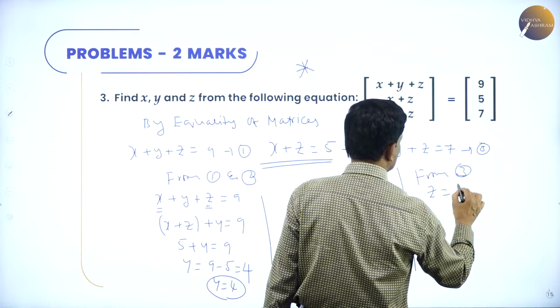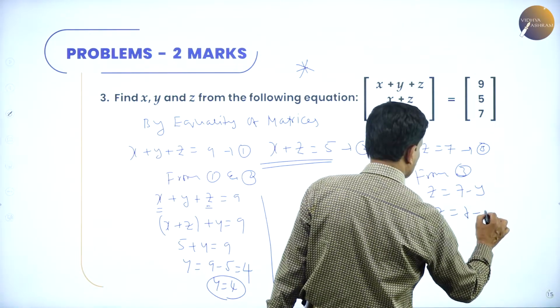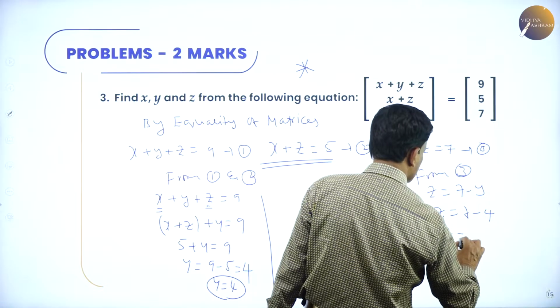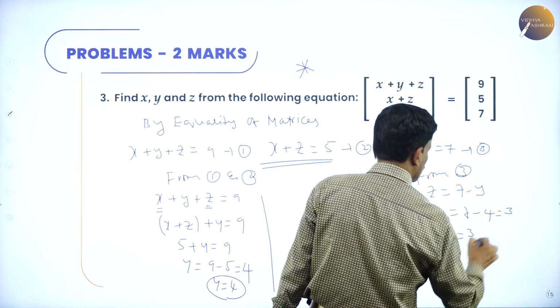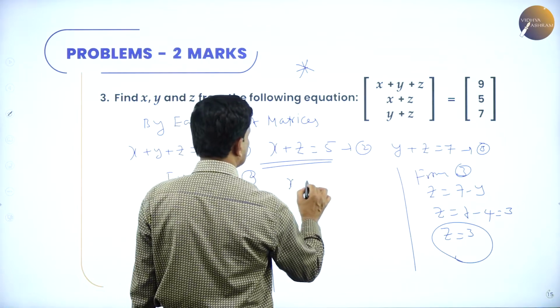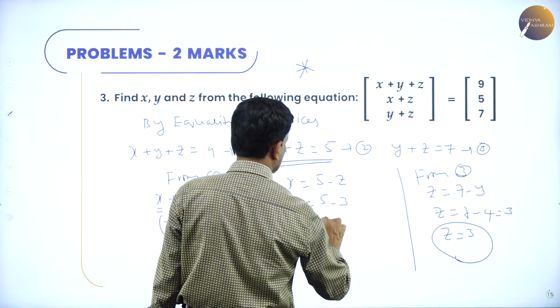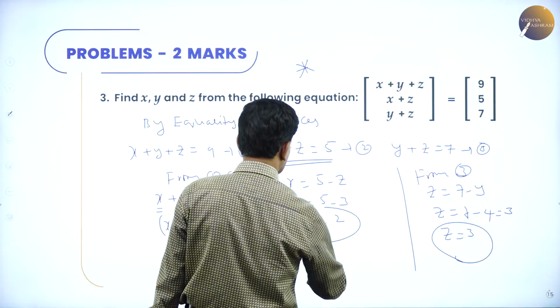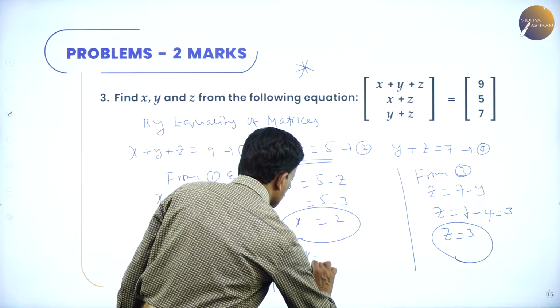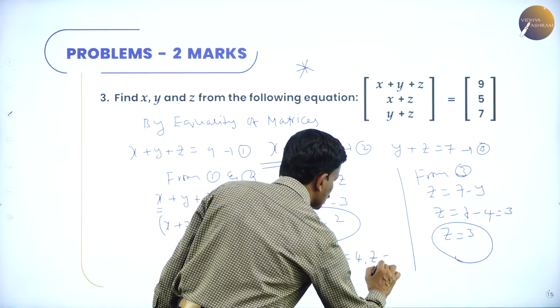z is equal to 7 minus y. What is y? Y is equal to 4. 7 minus 4 is equal to 3. Z is equal to 3. Now from this, x plus z is equal to 5. X is equal to 5 minus z. 5 minus 3 is equal to 2. X is equal to 2. So therefore, x is equal to 2, y is equal to 4 and z is equal to 3.